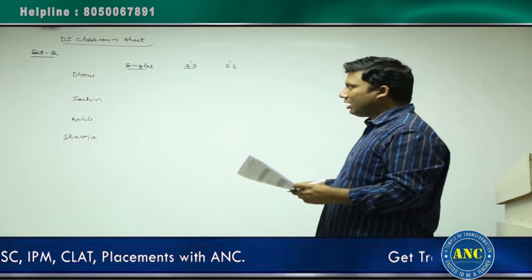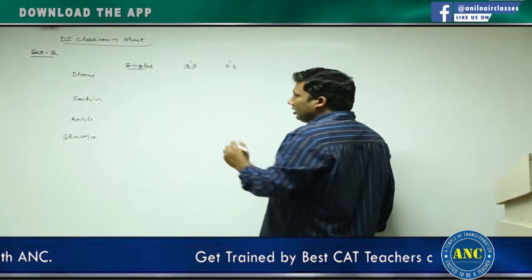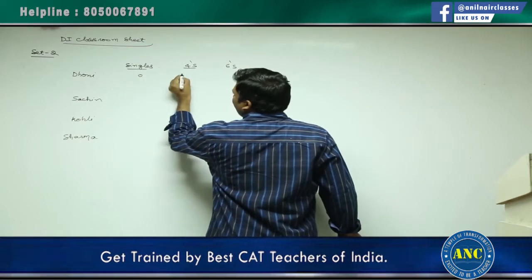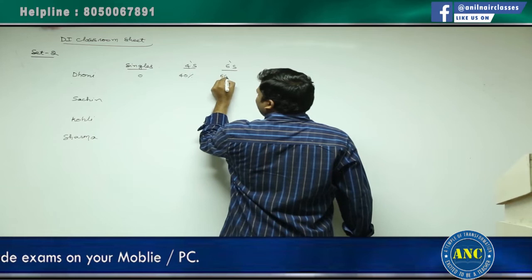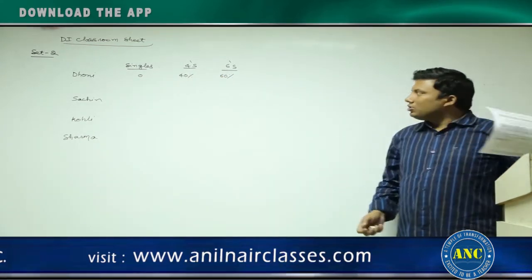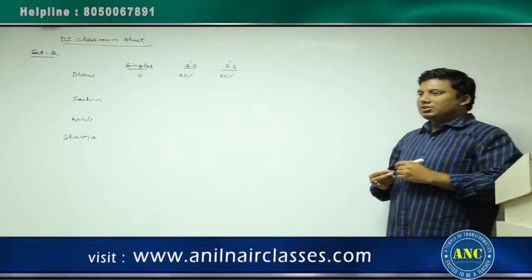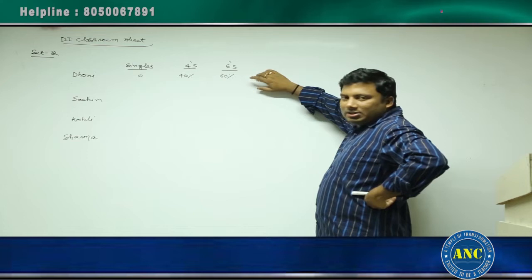Now to understand this, let us take Dhoni. See the bar graph for Dhoni. Singles it will be 0. Fours it is given as 40%. Sixes it is given as 60%. 0, 40%, 60%. Can I say the meaning of this graph is, listen clearly.